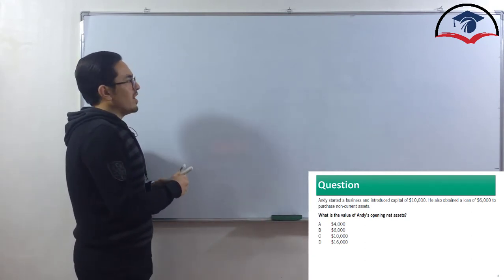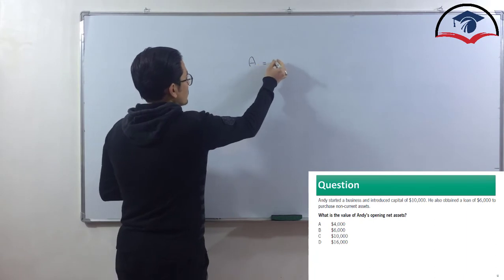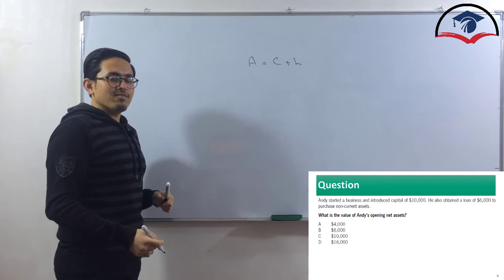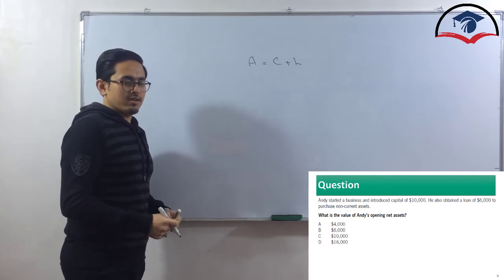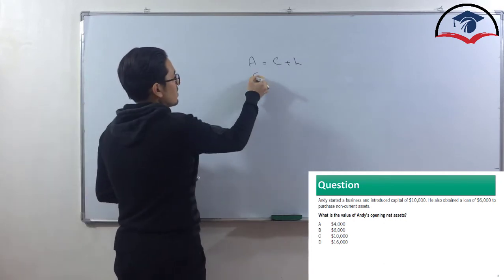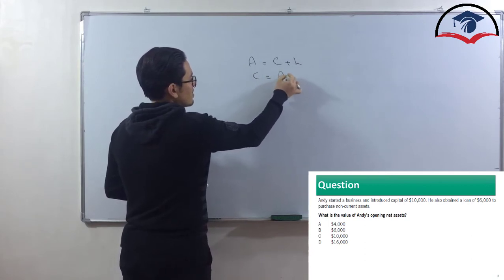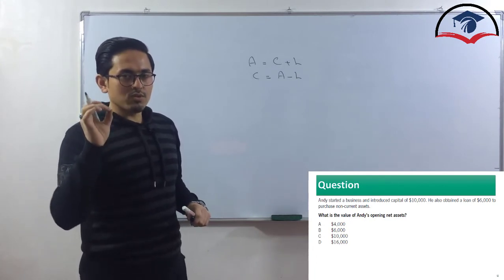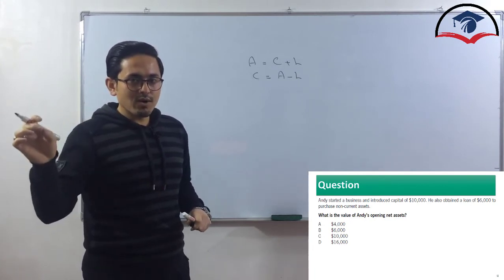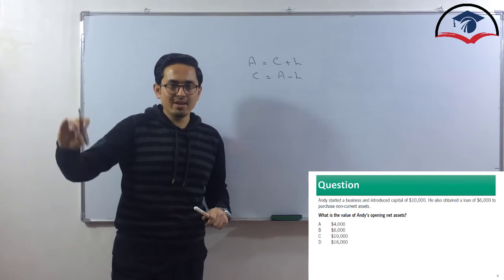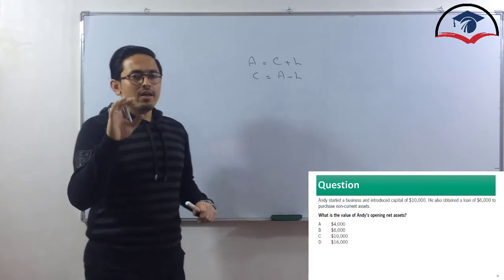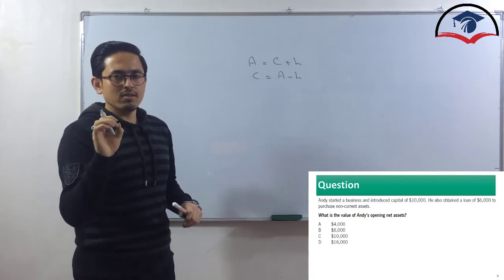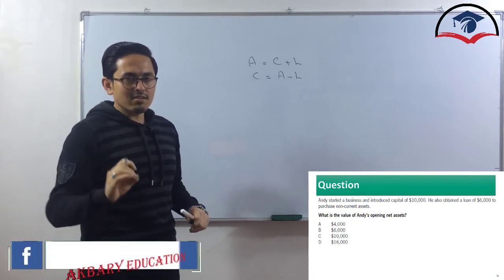Let me write the formula. Asset equals capital plus liability. And what was the formula for net asset? Net asset was equal to capital. Capital is equal to asset minus liability. So the capital of the business is equal to the net asset of the business, and this was the initial, opening investment to the business. Very straightforwardly, we can say that the $10,000 capital introduced is equal to the net asset of the business.